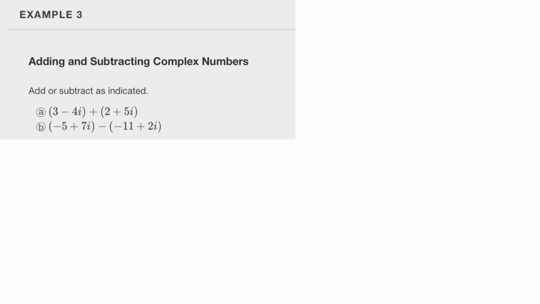So for instance, for part A, 3 plus 2 ends up being 5. Negative 4 plus 5 ends up being 1. So that's just i.